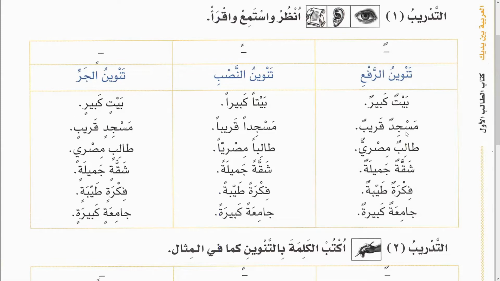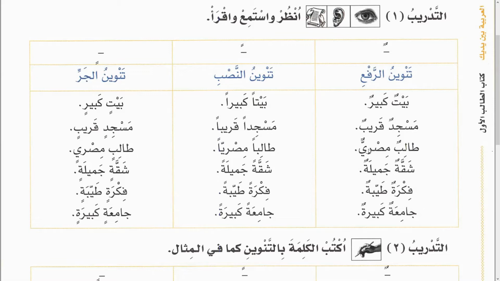Similarly, masjidun qaribun, a near masjid. This is an adjective, by the way. Masjidan qariban and masjidin qaribin. This is called tanween al-raf, this is called tanween al-nasb, and this is called tanween al-jar.